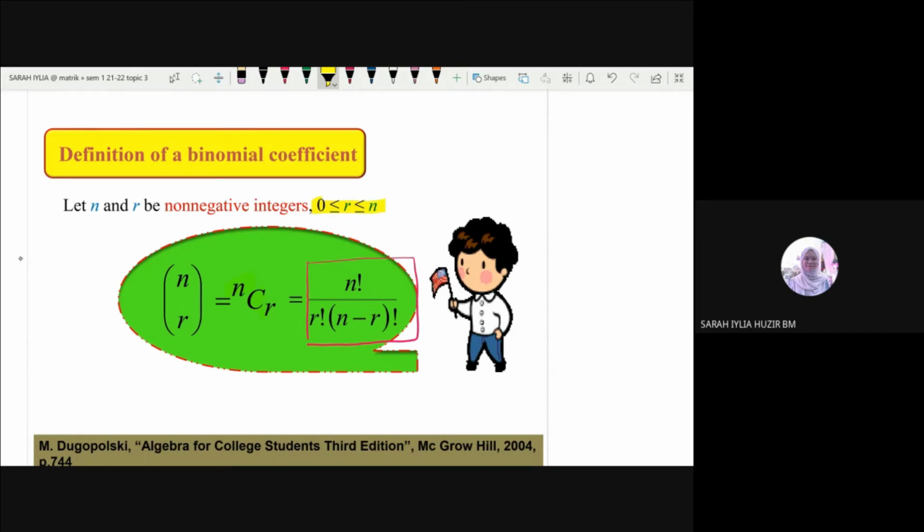Dia tak ada NCR melibatkan nombor negatif. Dia tak ada NCR melibatkan fraction. Awak tekanlah fraction ataupun negatif, confirm jumpa main error kat dalam NCR. So dia tak boleh kat situ, dia mesti positive integer only.